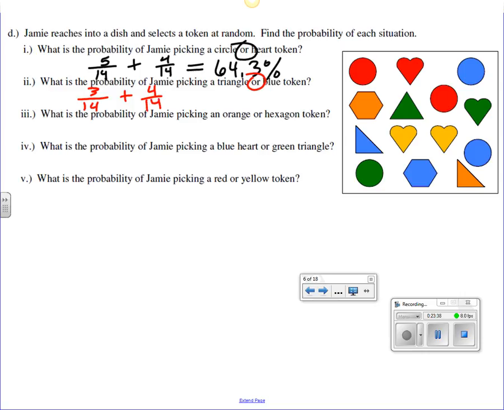And Samantha, is it possible to be a triangle and blue at the same time? Yeah, how many of those are there? 1. Anybody? What is the probability of Jamie picking an orange or a hexagon token? Mariah, what's the probability of getting an orange?